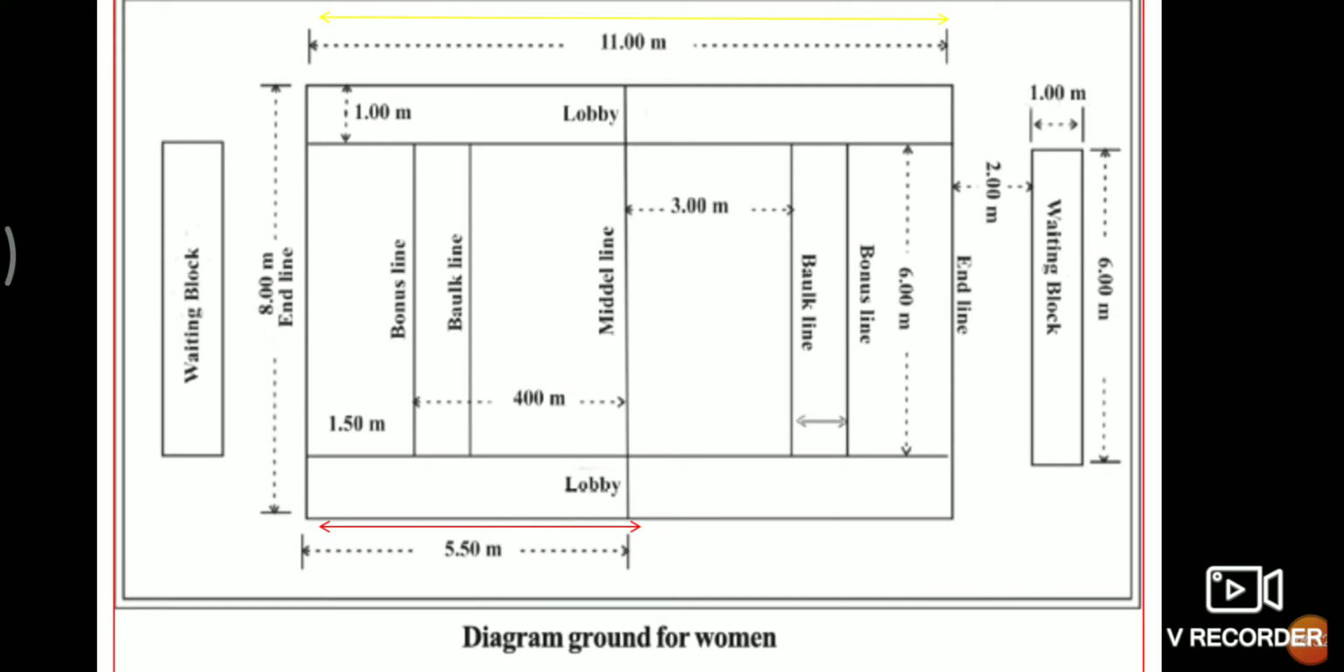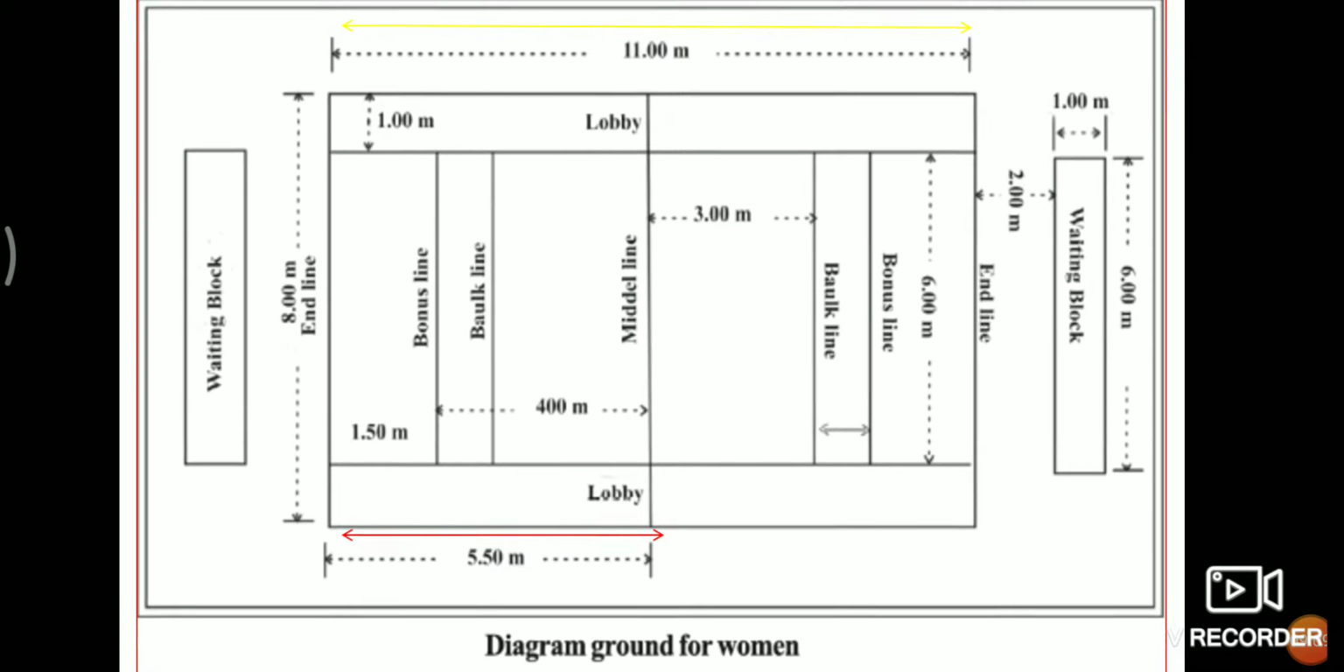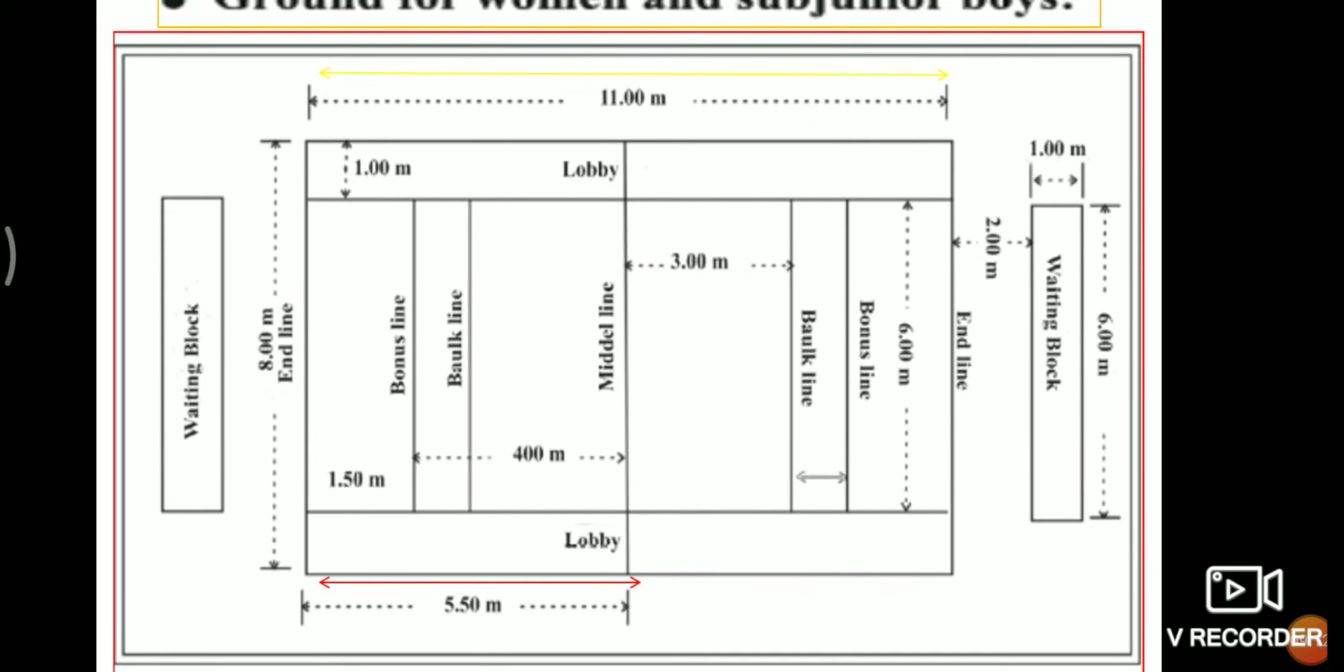Then buck line to bonus line is 1 meter distance. Then bonus line to end line is 1.50 meters distance. Lobby should be 1 meter broad and 11 meters long from the ground line on both sides. This is the lobby, 11 meters length and 1 meter broad. Downside also, lobby here.